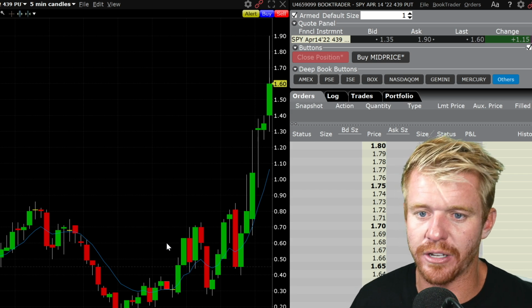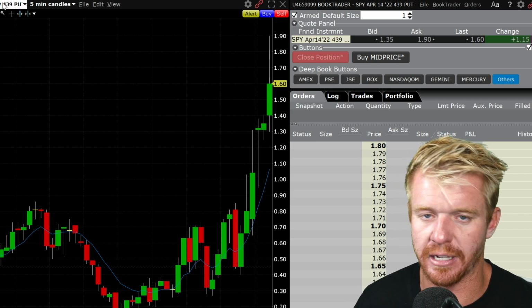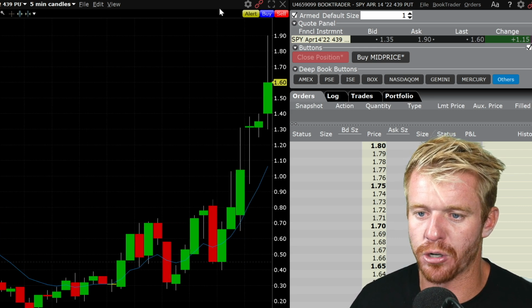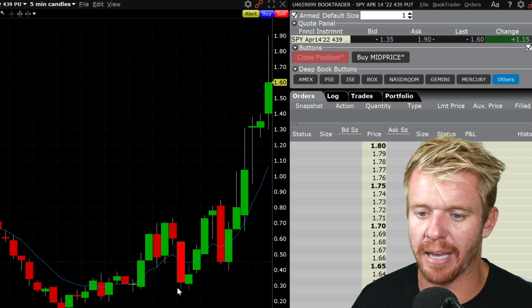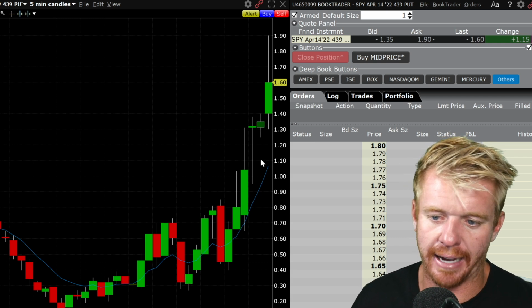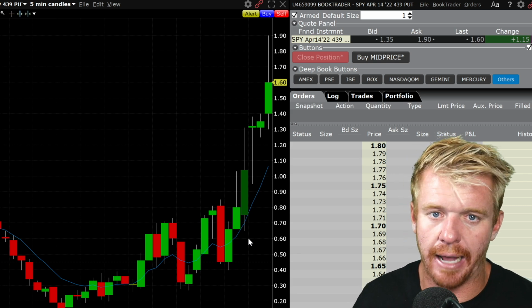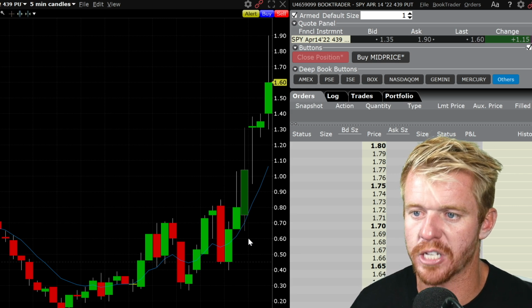Maybe I just get rid of this chart and focus on this chart just being the SPY. But it also gives me an idea, like if the market's pushing up and these puts are crashing down. Well, I don't know. It's kind of a personal preference. At the end of the day, it's all personal preference. You've got to figure out what works best for you.